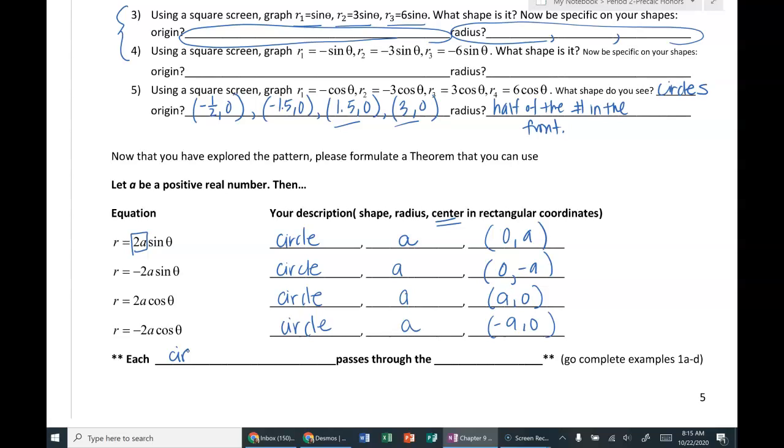Each circle passes through the pole. Okay, so that means passes through means it touches. So each circle passes through the pole. If somehow you're graphing it by hand and it's not going through the pole, then that means you did something wrong.